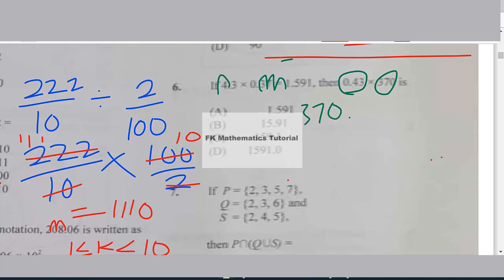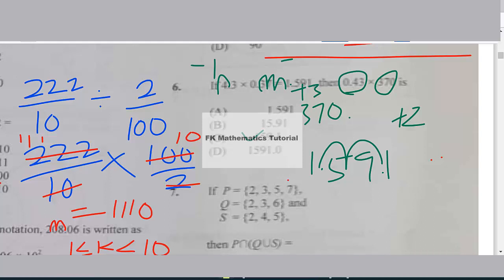So the decimal point is now here. So in all, we have backwards 1, forward 3. So the final answer will be, the decimal place will be -1 plus 3, which is +2. And that implies that in 1.591, we must move the decimal point forward 2 times. So that will give us 159.1.